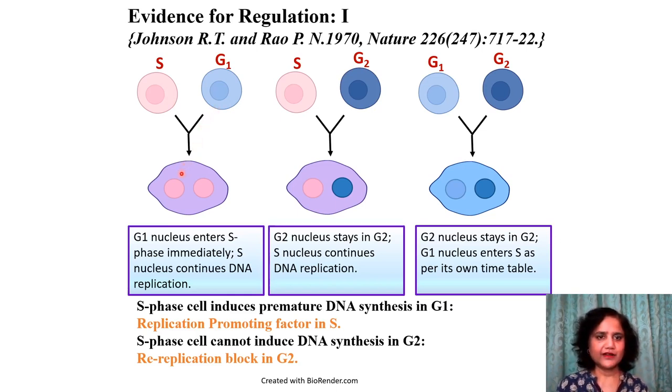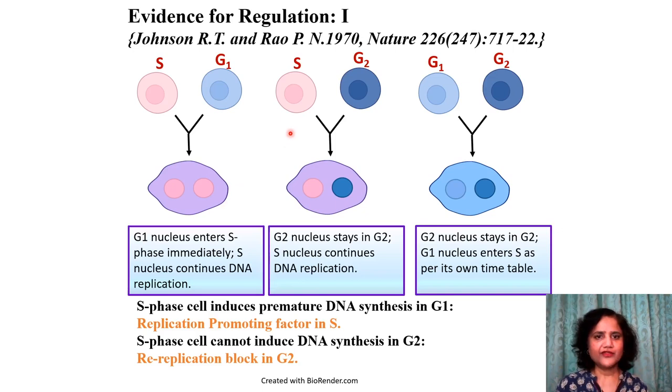When they fused an S phase cell with a G1 phase cell, as you know, S phase cells are undergoing DNA replication, which can be assayed by the assays I described earlier. They observed that after the fusion, the G1 nucleus entered S phase immediately. And of course, the S phase nucleus continued its DNA replication, but the G1 nucleus, prematurely after the fusion, started replicating its DNA. So this indicated that the S phase cell induced premature DNA synthesis in G1.